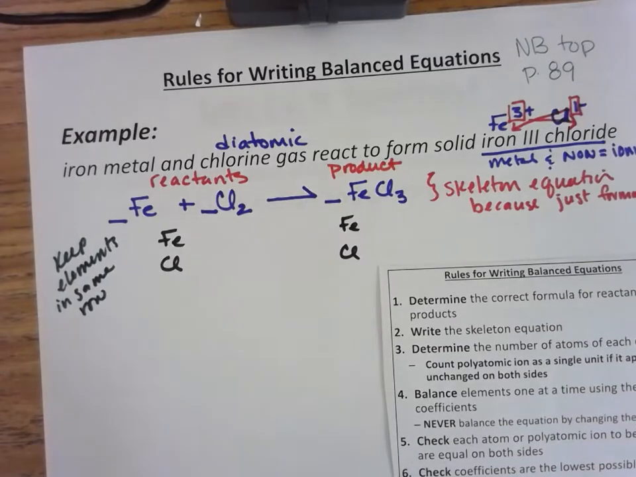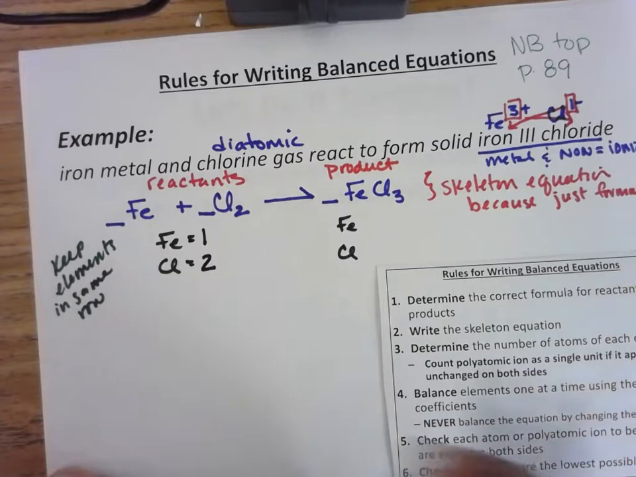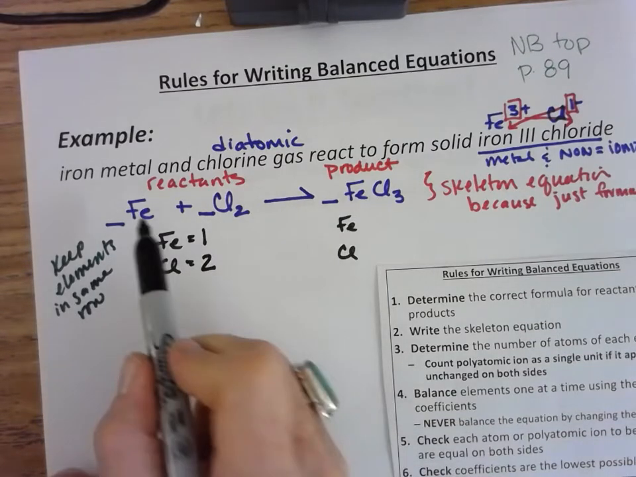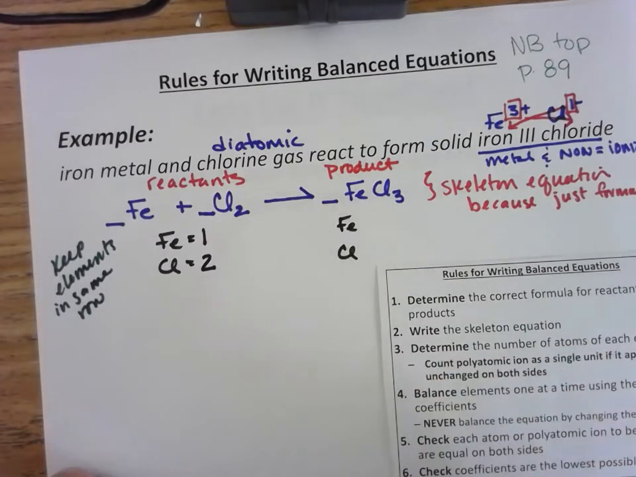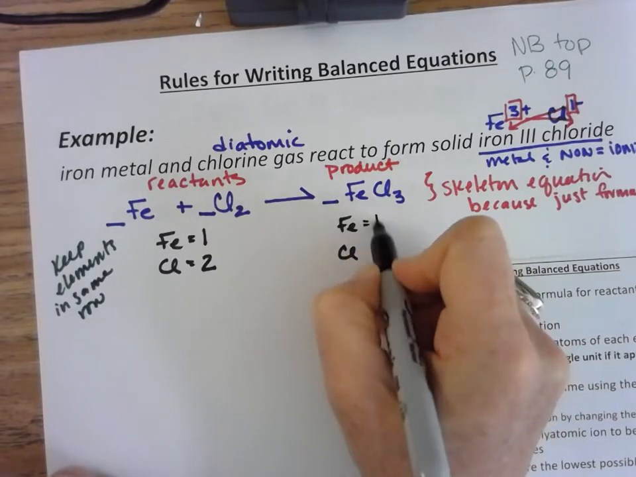All right. I have 1 iron and I have 2 chlorine atoms. Right? There's no subscript. Here's a subscript. Over here, there's no subscript written to the right of iron, so there's 1 and there's 3 over here.